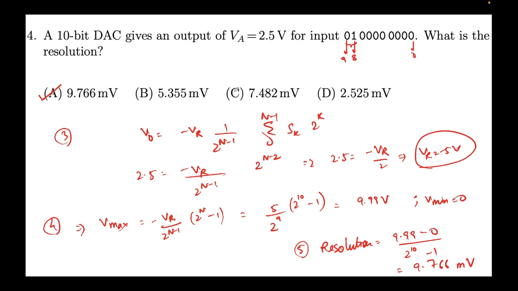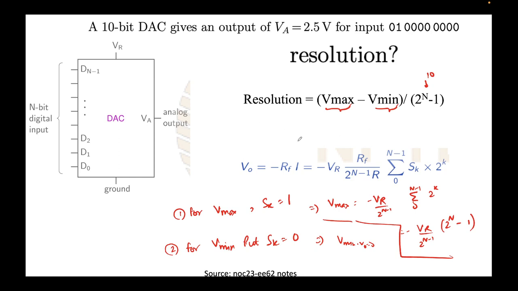So just to reiterate what we did: we know this is the formula for resolution, and N we know is 10, but we don't know Vmax and Vmin. So how do we obtain that? If you remember that diagram in which I had mapped the digital input to the analog outputs, we obtain the maximum output when all the switches are closed, so SK equal to 1 for all K, and the minimum when SK equal to 0 for all K. So this gives us Vmax as this expression, but we don't know Vr.